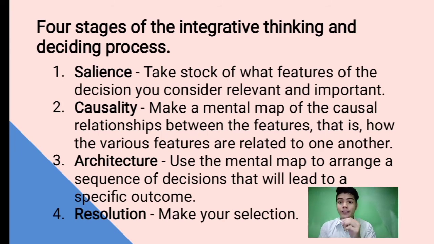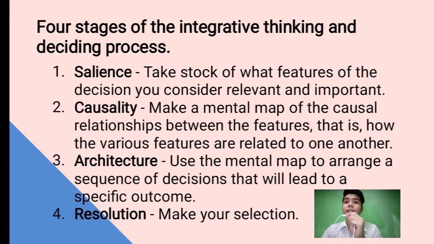For the first stage, salience, take stock of what features of the decision you consider relevant and important. At this stage, you determine which information and variables are relevant for the decision and have to be considered. When we are modeling, the more variables there are, the more complexity and work is introduced. For this reason, quite a few managers arrive at the wrong decisions as they try to produce a simplified model of reality to test their decisions.